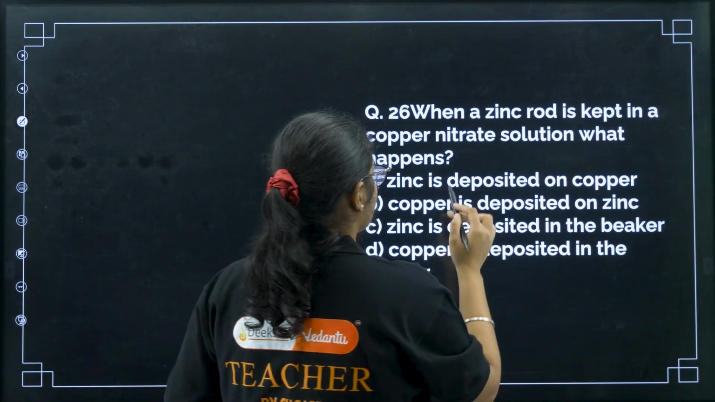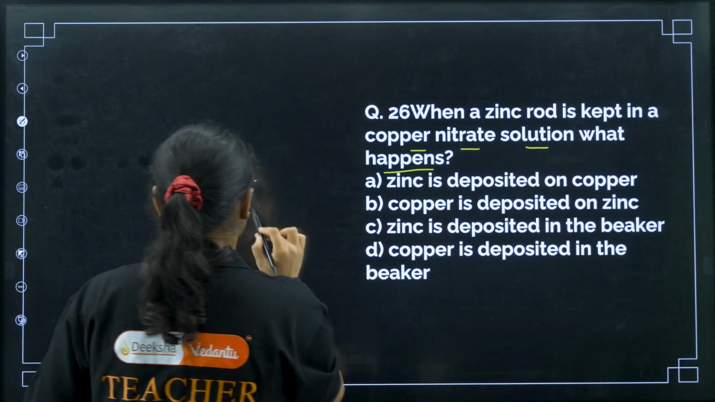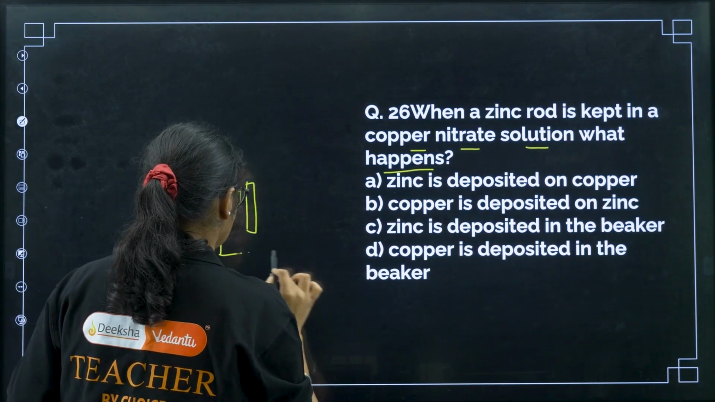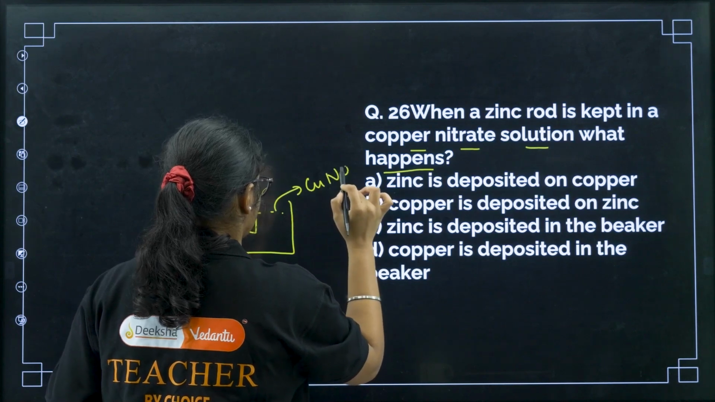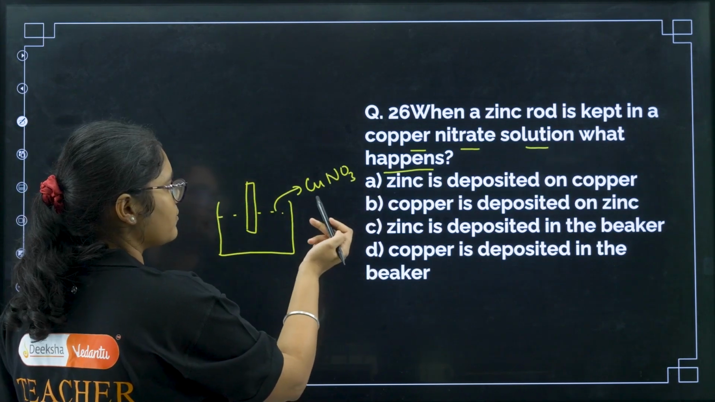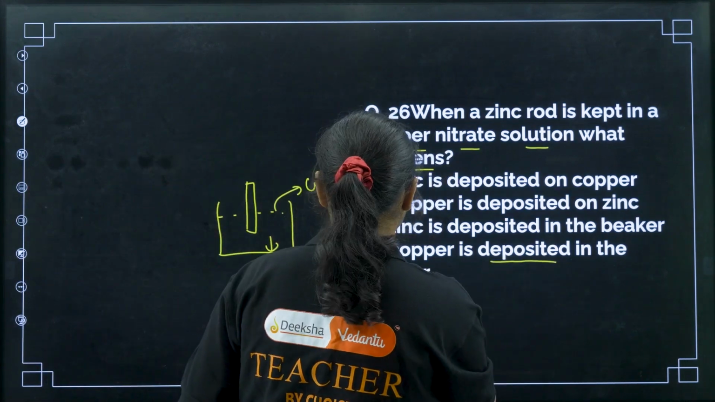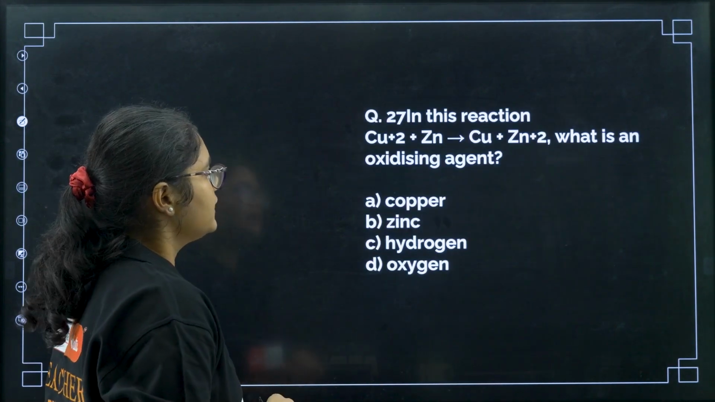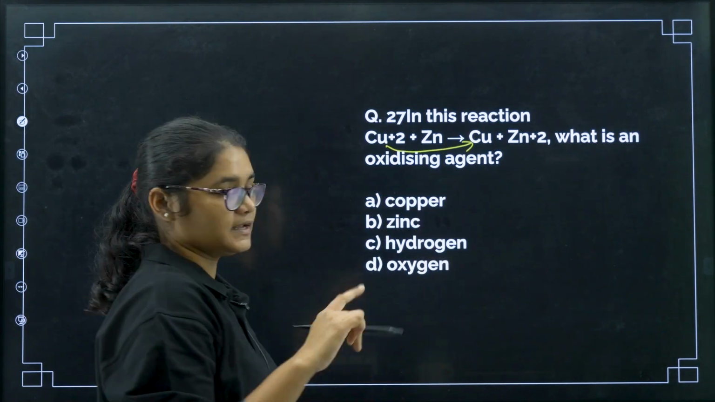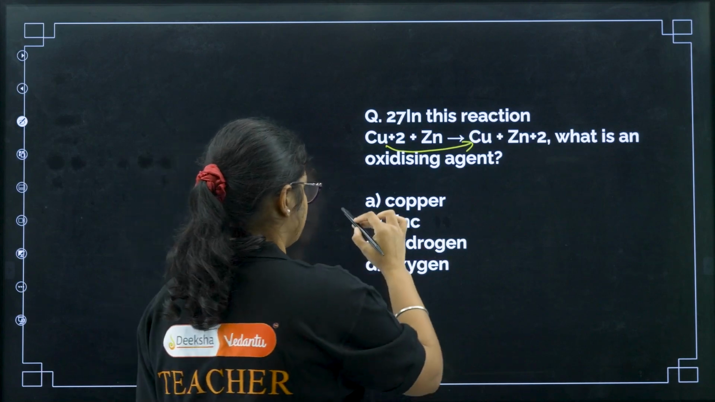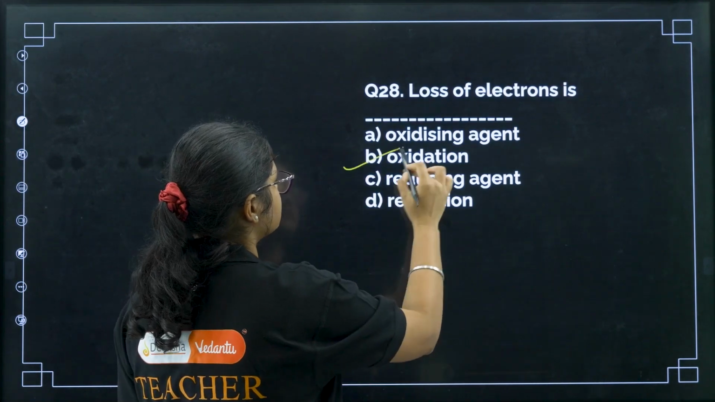Next, when a zinc rod is kept in a copper nitrate solution, what happens? Zinc is more reactive than copper, so zinc nitrate will form and copper will get deposited, right? Copper is deposited in the beaker, option number D. In the reaction, what is an oxidizing agent? You see Cu2 plus to Cu, it is undergoing reduction, so it will behave as an oxidizing agent, that is why copper. Loss of electrons is oxidation.